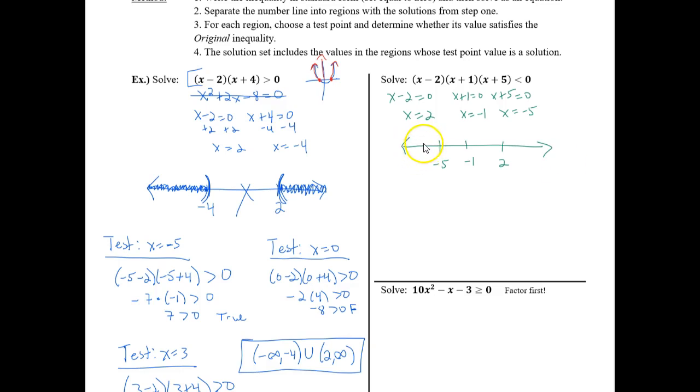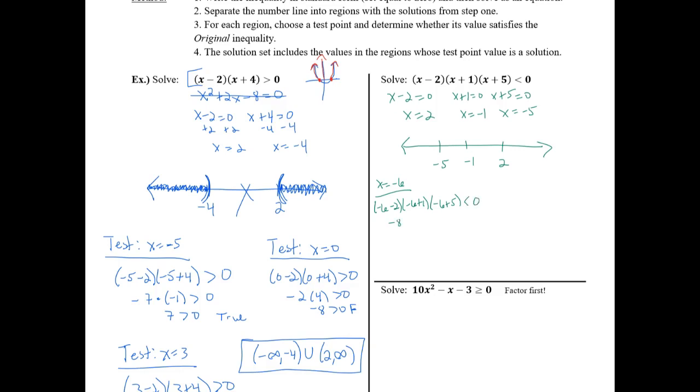So I'm going to start with -6, because that's less than -5. I'm going to let x equal -6 to test. I'm going to plug it into my original. So -6 minus 2, -6 plus 1, -6 plus 5. Is that less than 0?